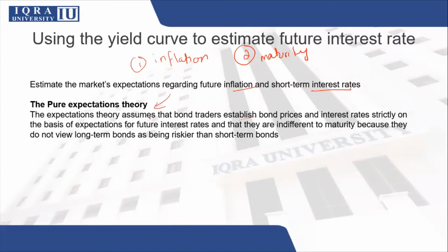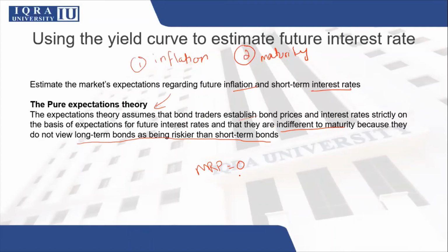Because it is based on the pure expectation theory, which assumes that bond traders establish bond prices and interest rates strictly on the basis of expectations for future interest rates, and they are indifferent to maturity because they do not view long-term bonds as being riskier than short-term bonds. Basically, in the pure expectation theory, you assume that the maturity risk premium does not exist. It is zero. And there is no difference whether you're investing in the long-term bond or the short-term bond.